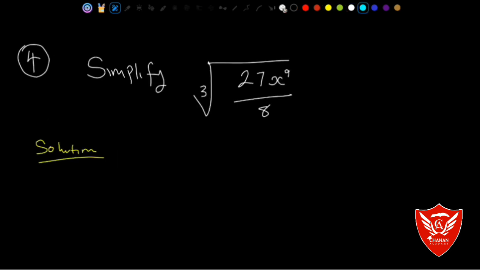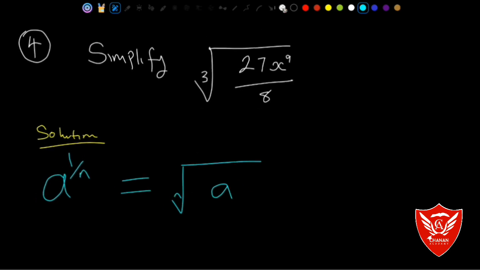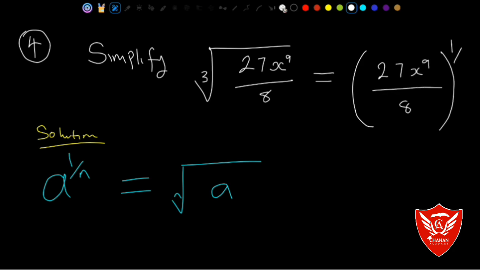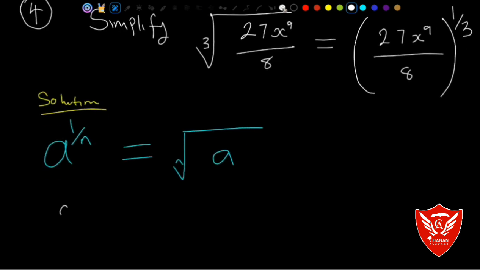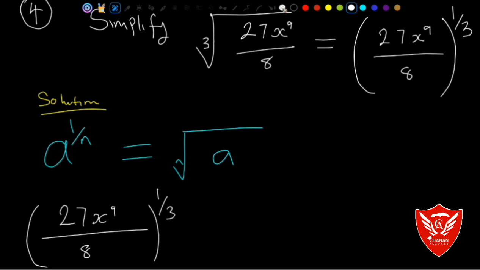Solution. From the indices law, we have that a raised to the power of 1 over n is equal to the nth root of a. Now we can apply this law in this same question. So let's do that. This is going to be equal to brackets 27x raised to the power of 9 all over 8, all in bracket 1 over 3. So this is how the question is going to look. So let's start from there.